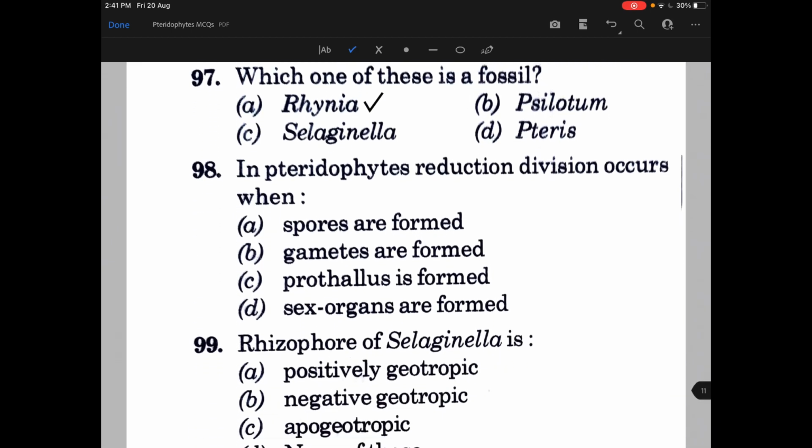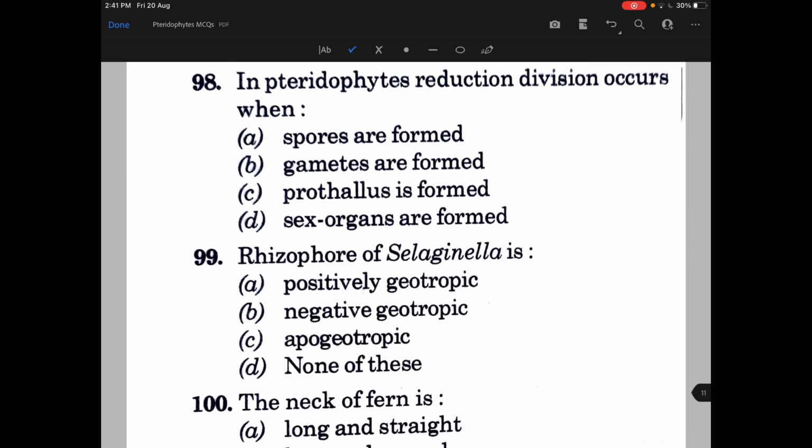Next, in Pteridophytes, reduction division occurs when dash happens, and the answer to 98 is A, that is spores are formed. Rhizophore of Selaginella is dash, and the answer is A, that is positively geotropic.